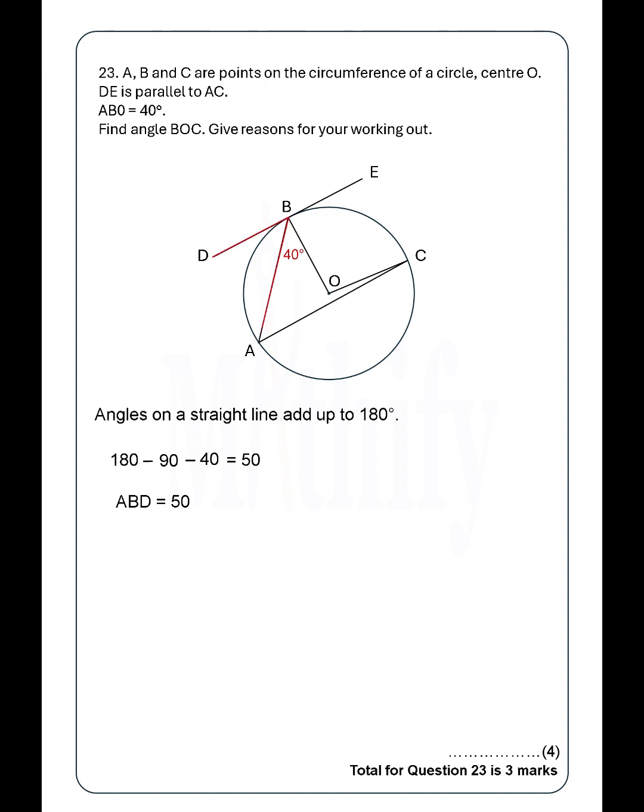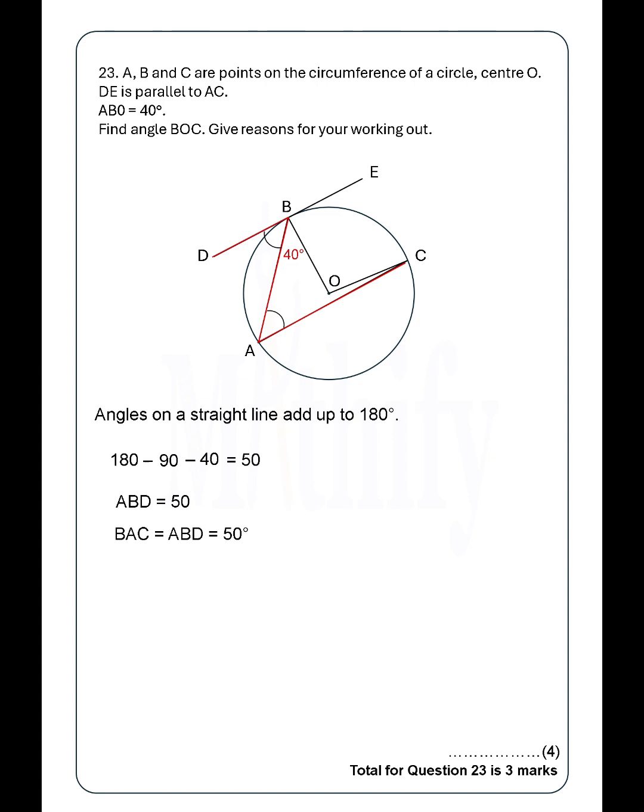If you pay attention to the red Z, we can see that the Z shape forms an alternate angle. So angle ABD is equal to BAC. And the reason for that is because alternate angles, in other words, the Z shape, are equal to each other.